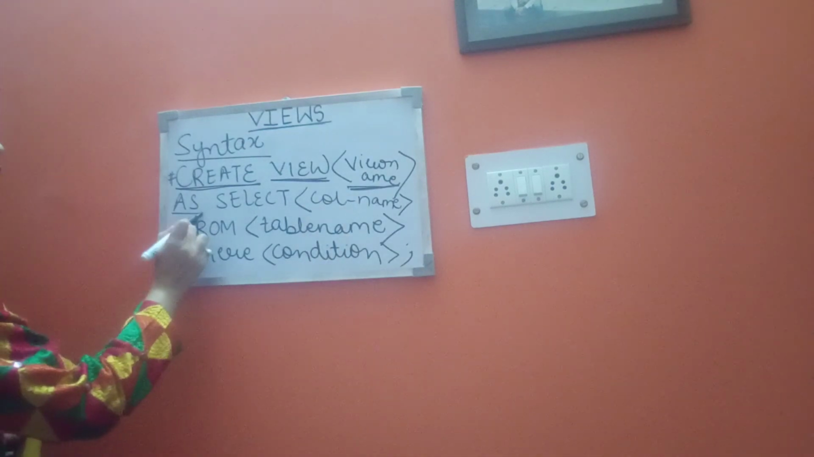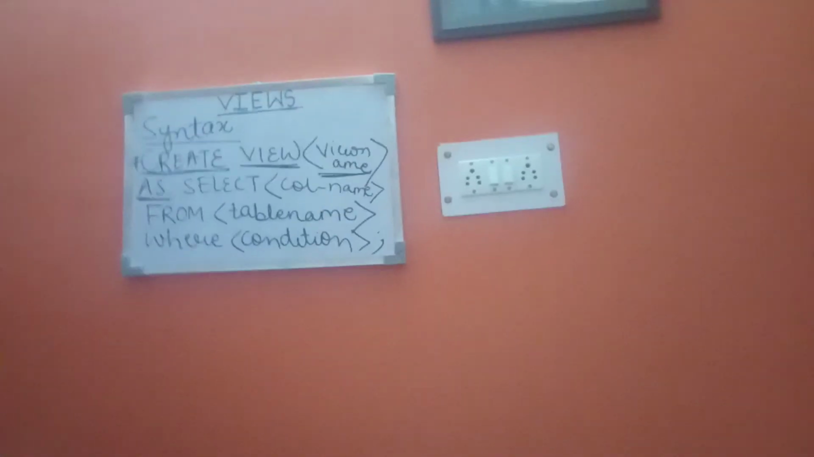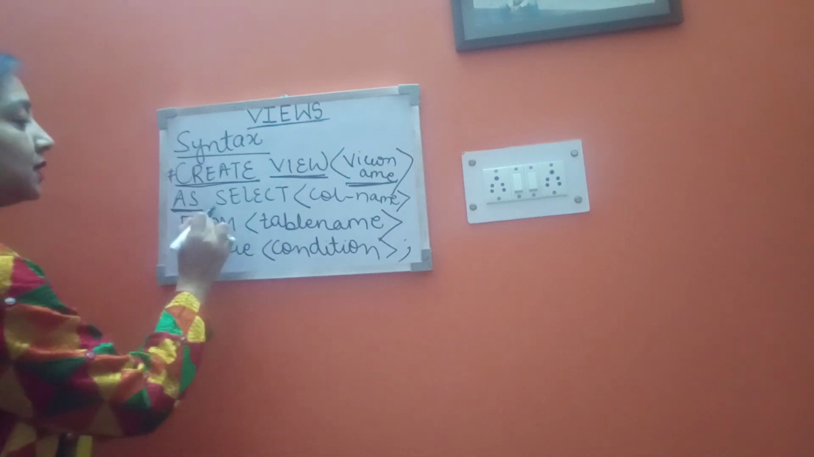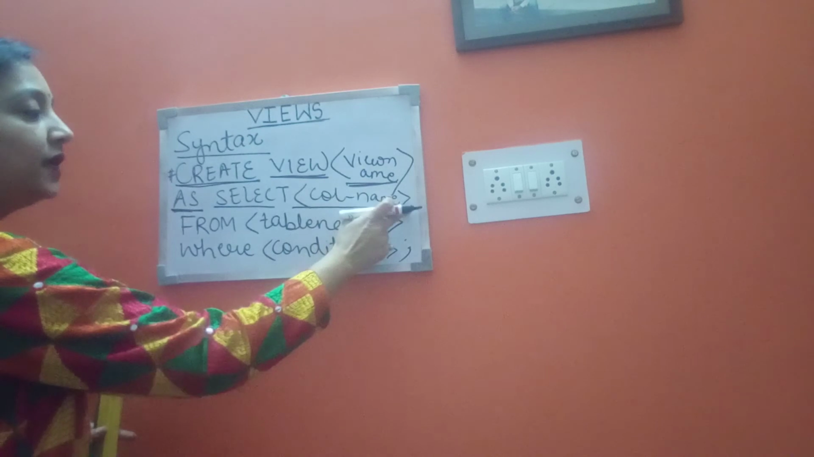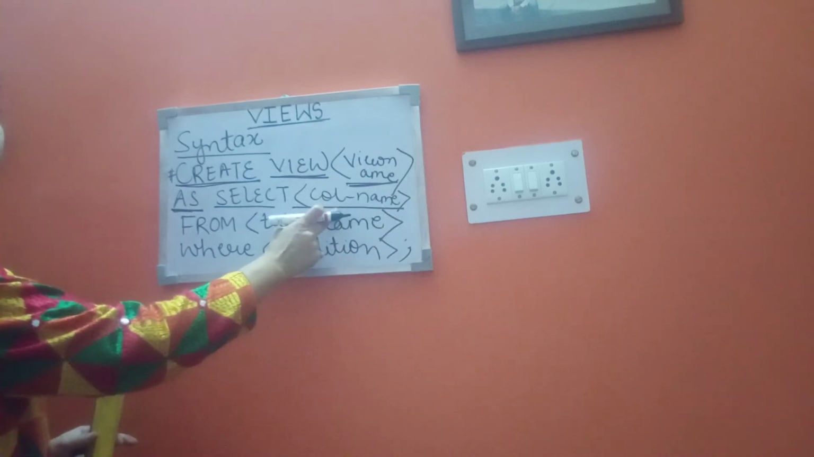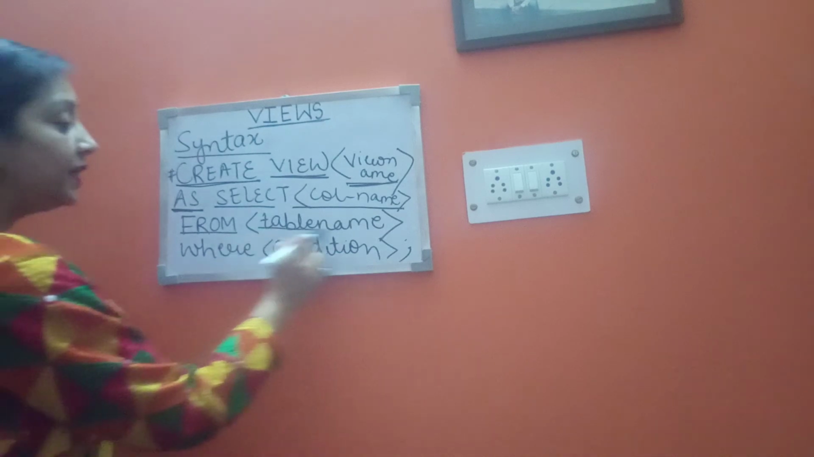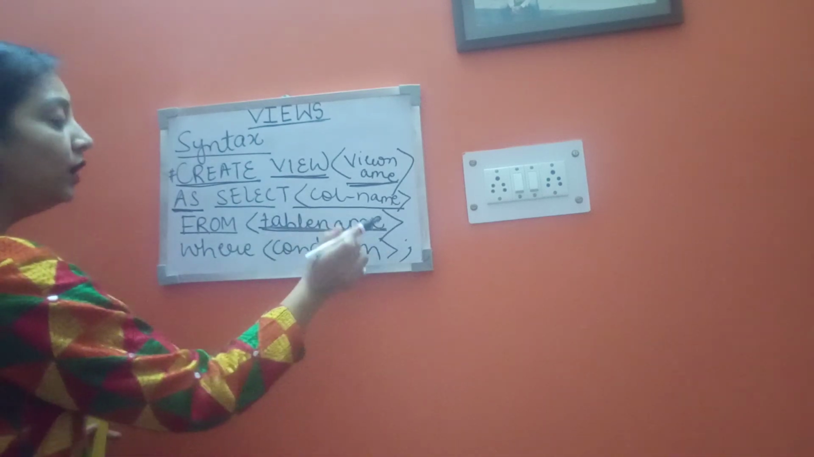Now, what columns do I want to select for this view? What all information I want to show the user, or what columns I want to select for this view, I will say as select. Now after select, I will mention those column names which I want to show in the view. From where? From obviously a table. Then give the name of that table, which we will give over here.